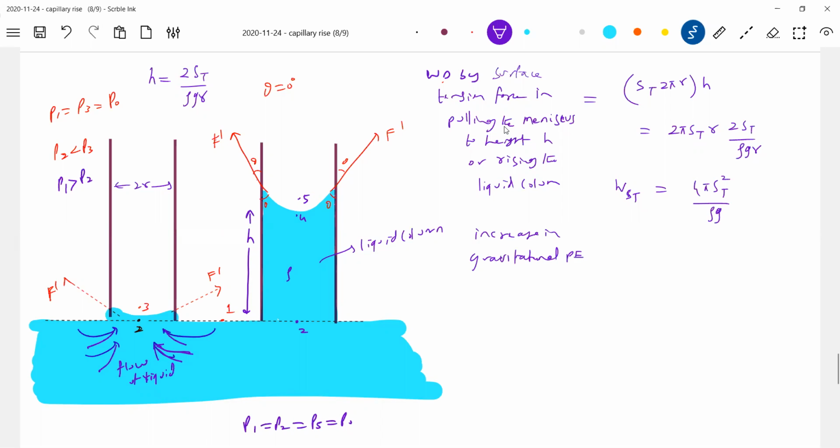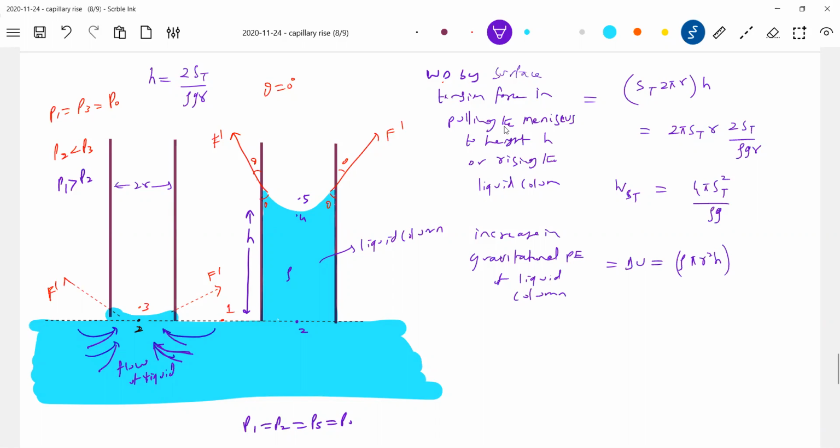Increase in gravitational potential energy of the liquid column, delta U. Who is writing? Anybody? What should be the increase in gravitational potential energy? You know the center of mass. So what is the mass of the liquid? Rho pi r square h. This is the mass, no? mgh, what we write, no?